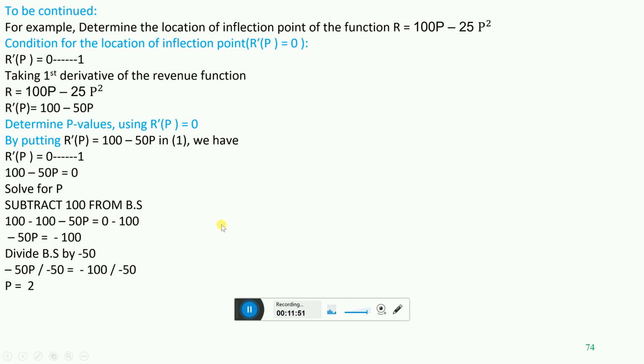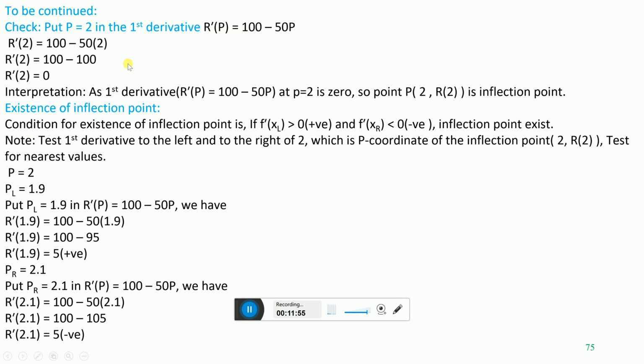So let me satisfy the condition. Check: put p is equal to 2 in the first derivative. R prime of p is equal to 100 minus 50p. We will put p is equal to 2 in this first derivative. The first derivative must be 0.